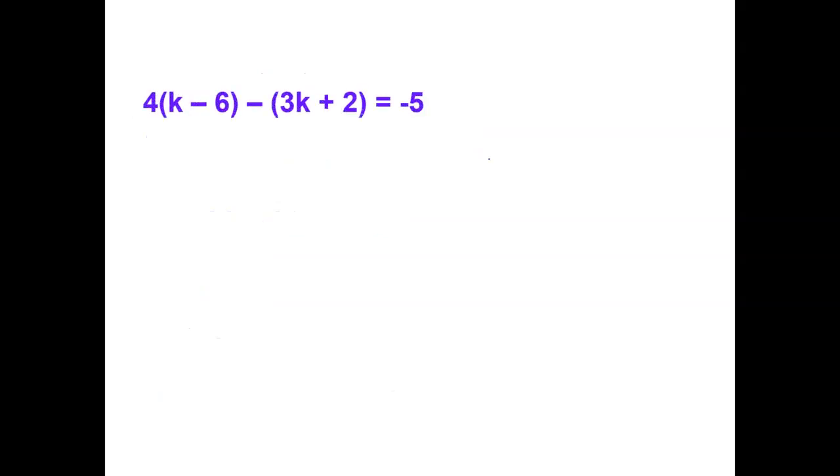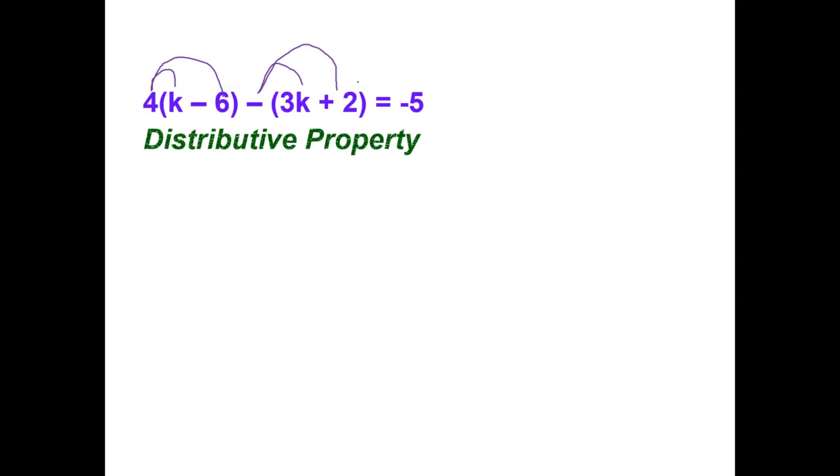One more time, distributive property. Let me get the pen here. 4 times k is 4k. 4 times negative 6 is negative 24. Negative times 3k, negative 3k. Negative times positive 2, negative 2. So first of all, we must get rid of the parenthesis by using the distributive property. And that's how we get it.